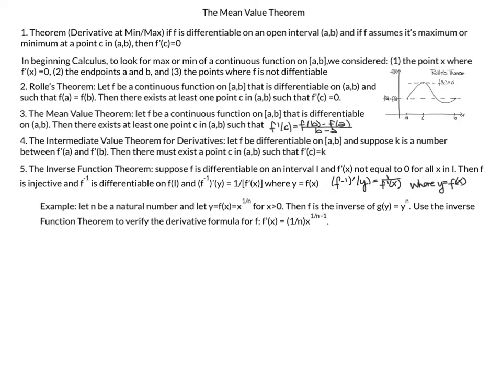Our first example is, let n be a natural number and let y equal f of x equal x to the 1 over n for x greater than 0. Then f is the inverse of the function g of y, which is equal to y to the n. Use the inverse function theorem to verify the derivative formula f prime of x is equal to 1 over n, x raised to the 1 over n minus 1.